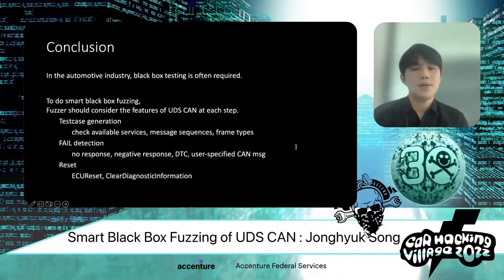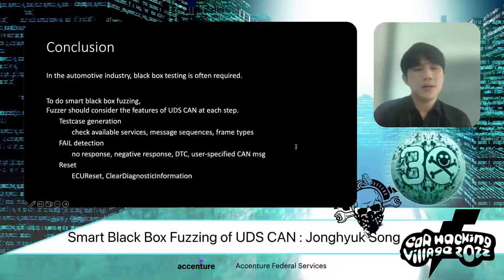And there are 4 methods to detect fail. First one is no response. Second one is negative response. After test case transmission, fuzzer will transmit a valid request. And if there is no response or some negative response is returned, that will be fail. But not all negative responses are fail. So fuzzer should decide depending on the NRC. And third one is diagnostic trouble code. And also user specified CAN message occurrence should be a fail criterion. Tester can specify some CAN message occurrence to be a fail.